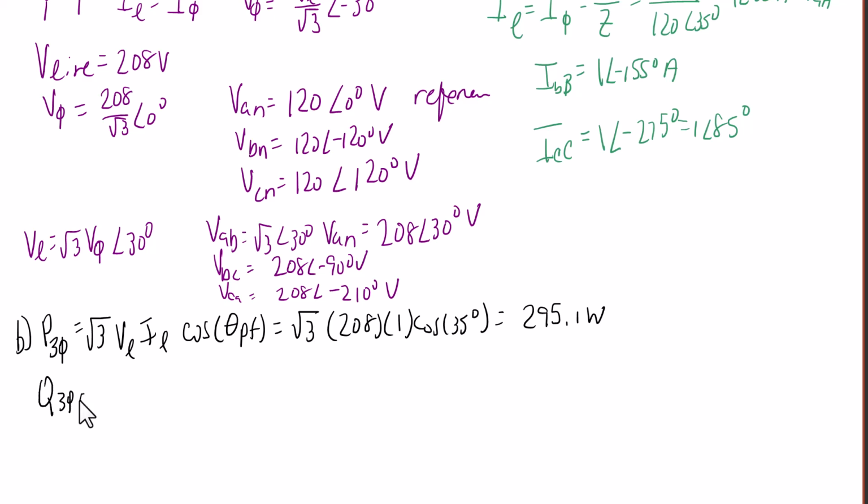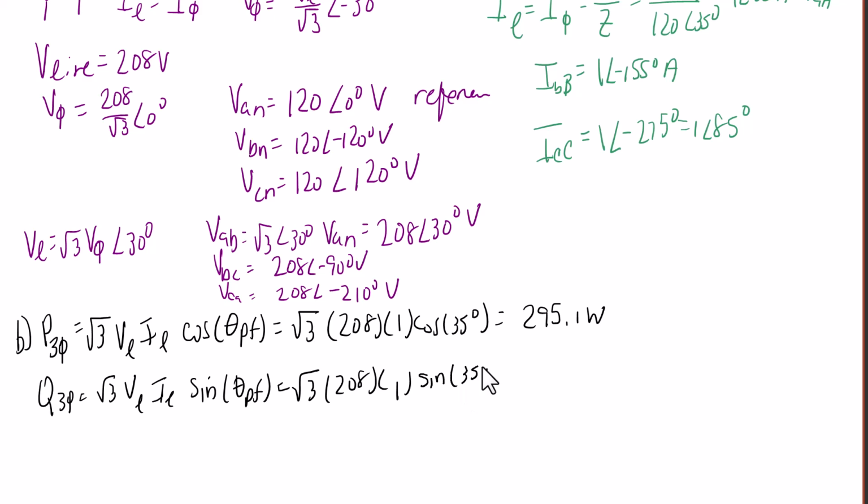Q 3-phase is going to be the square root of 3 times VL times IL times sine of theta, the power factor angle. So that's the square root of 3 times 208 times 1 times the sine of 35 degrees, and that equals 206.6 var.